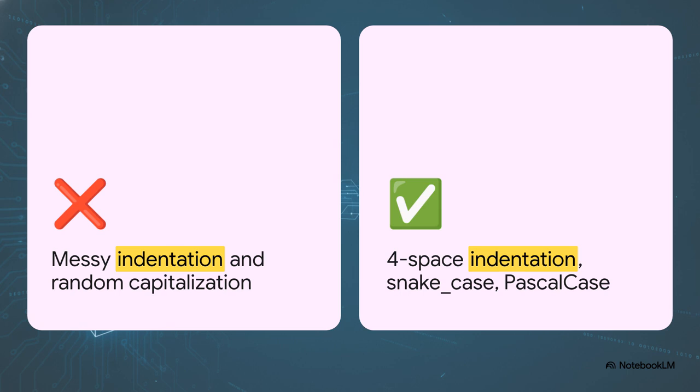We also limit lines to a maximum of 79 characters, which means multiple files fit nicely side by side on your monitor. And for naming, we use snake case, that's all lowercase separated by underscores for functions and variables, and Pascal case, where every word starts with a capital letter for classes. Trust me, adopting this style early on is absolutely one of the best habits you can form.